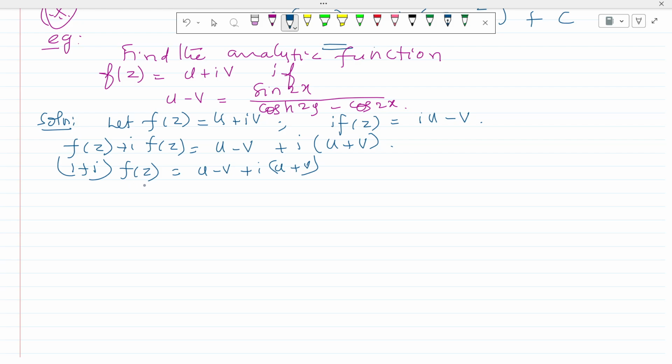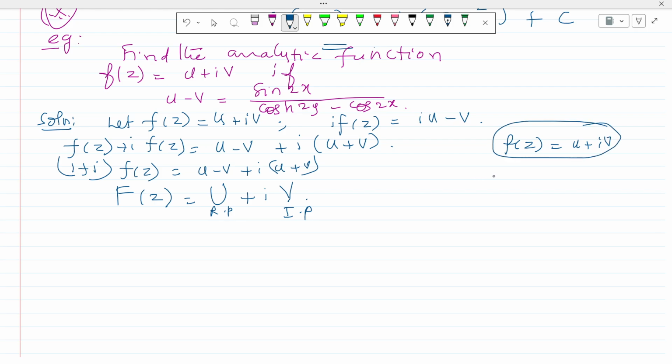But we need only that f of z. So therefore what we can do is the 1 plus i f of z can be taken as capital F of z. Then this can be written as capital U plus i capital V. So here capital U is the real part and capital V is the imaginary part of that capital F of z. We know the Milne-Thomson method for small f of z equal to u plus iv. Then how can you construct this?